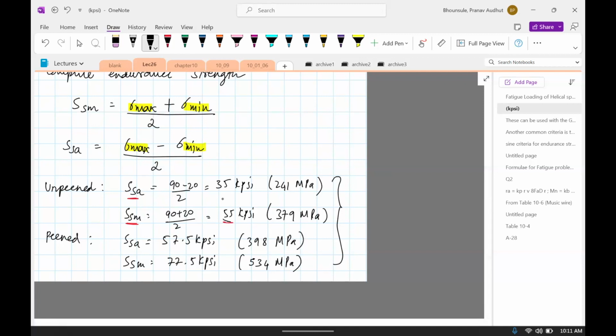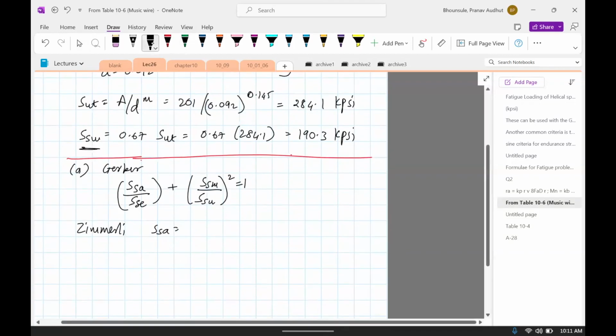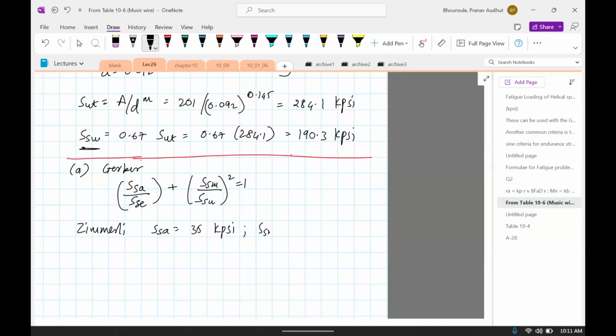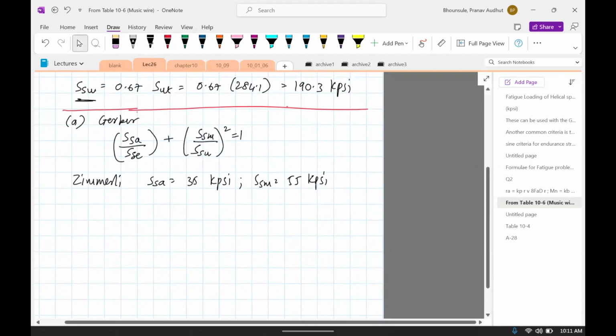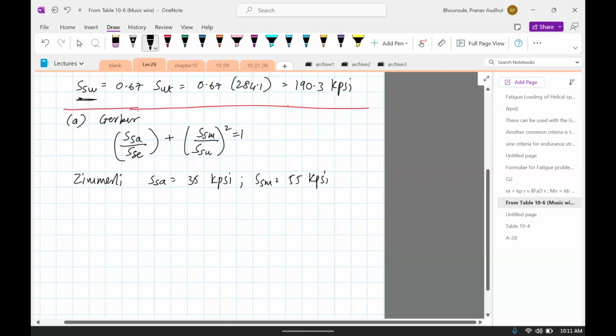Now, if the question said peened, then you need to use these values. So don't just blindly use 35 and 55. They depend on the situation. This is for unpeened, this is for peened. They're different values, so you could get a wrong answer. So 35 and 55 is what we need to use. SSA is 35. SSM is 55. And SSU, we just got it, it's 190.3.